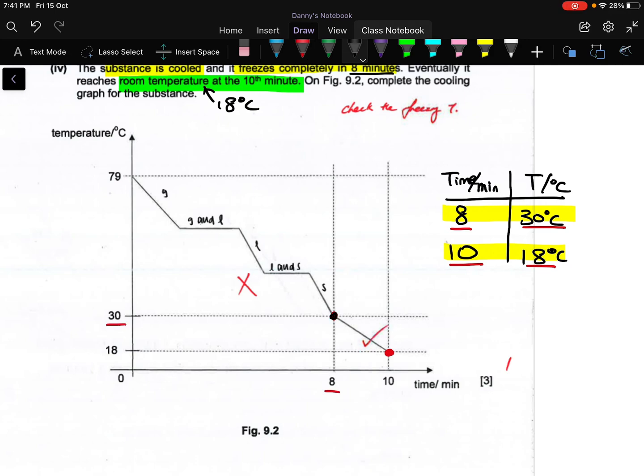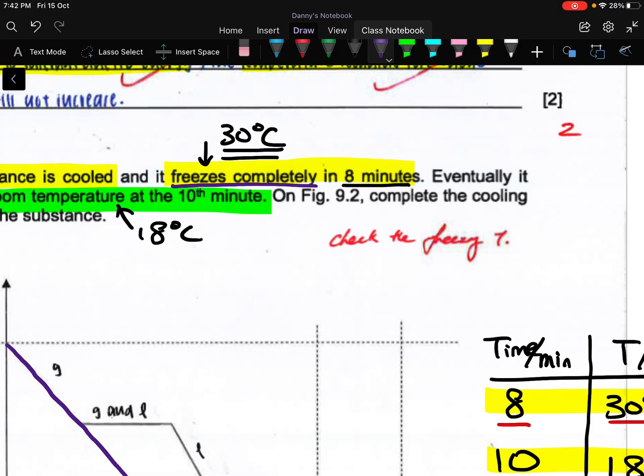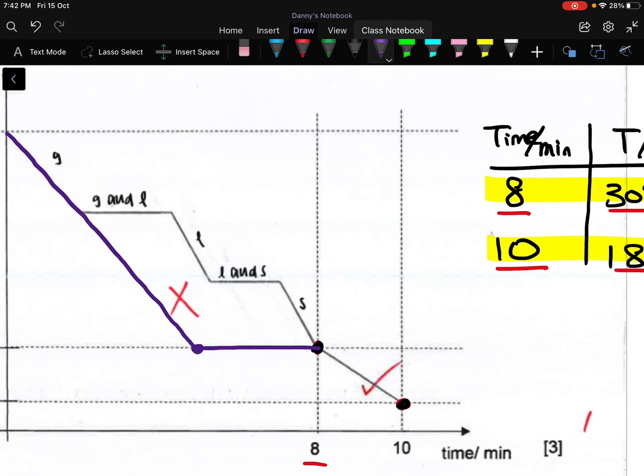Once I have these 2 points, all I need to ask myself is, is it a curve between them or is it a straight line? That's all I need to know, right? So how should I do it? Well, this thing will just cool until 30. Then what will happen? It will start to freeze, right? It says freeze completely in the 8th minute. Okay, then should I go like that? No, I shouldn't do this because it says I freeze completely here, right? I should freeze completely over here.